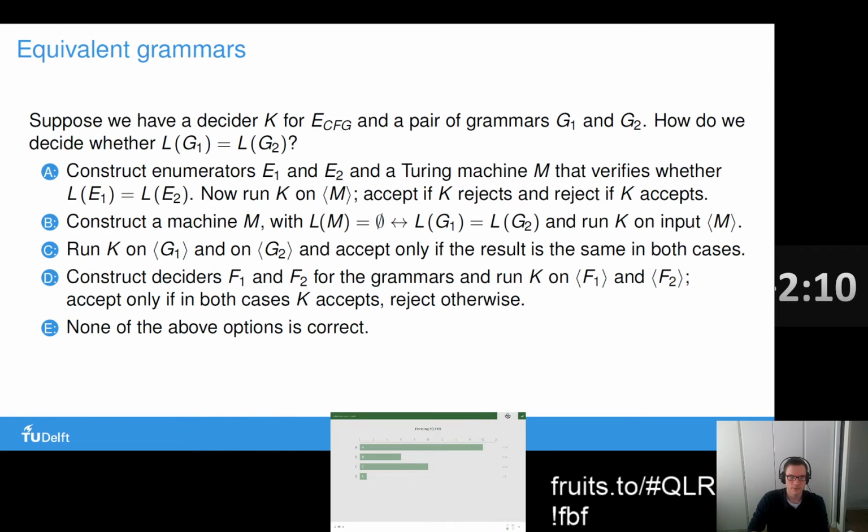Okay, let's move on to the next one. Suppose we have a decider for ECFG. ECFG, so that's not EQCFG, it's empty, right? So is the language of the grammar empty? And now we have a pair of grammars G1 and G2. How do we decide whether L of G1 equals L of G2?